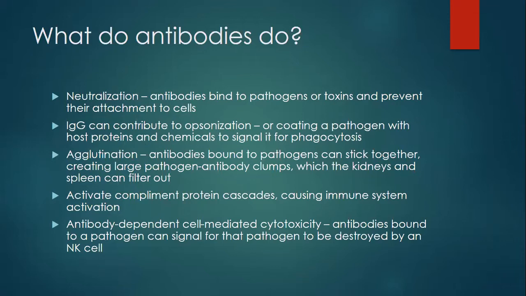A couple more things antibodies can do. They can help with agglutination. So they can clump pathogens together by binding to the outside of them, and that makes it easier for the kidneys and the spleen to filter out.